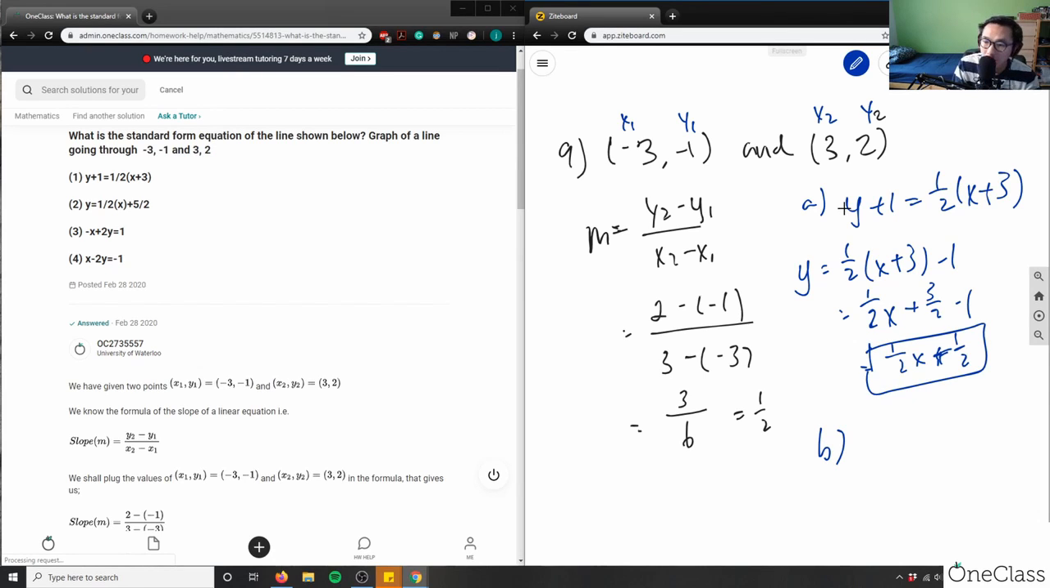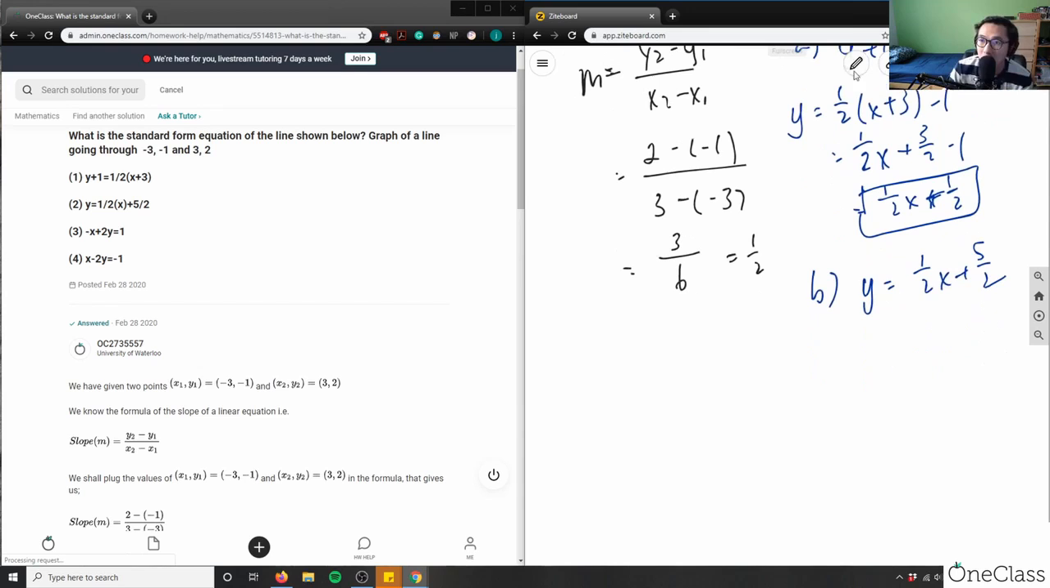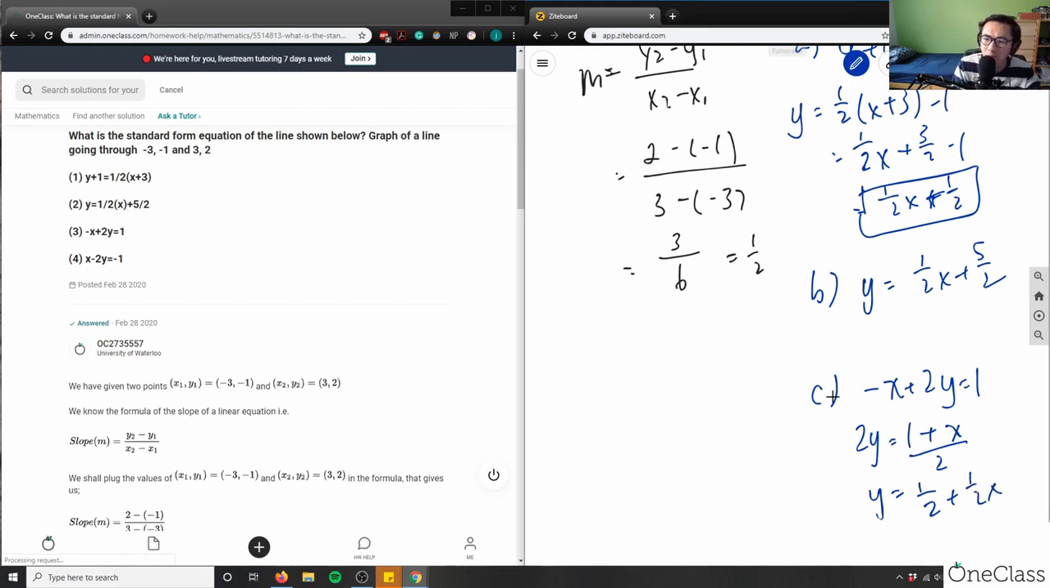Let's look at B. B is y equals half x plus 5 over 2. Again, my slope here is also half, so this could be a solution as well. Let's look at C: negative x plus 2y equals 1. I would have to isolate for my y, so I would add x to both sides, and then divide everything by 2. So I get a half plus half x, which is actually the same thing as A, which is very odd.